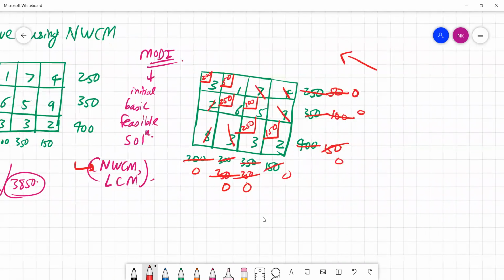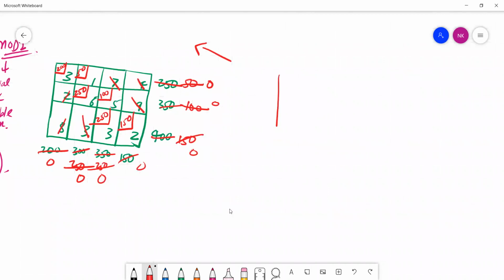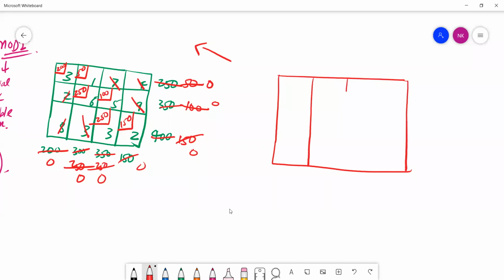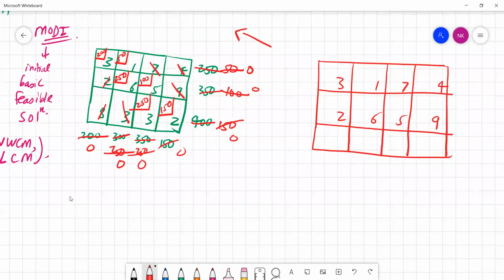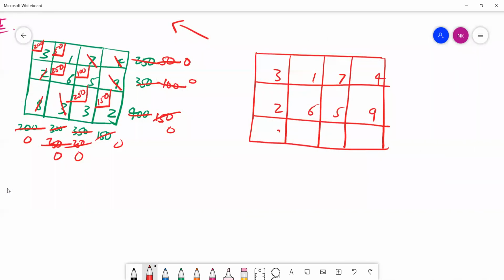So if I write the entire matrix again, how will my matrix look? Let me just write the entire matrix again. Three, 1, 7, 4, 2, 6, 5, 9. It was 8 or 5. I also need to look. Okay, 8. 3, 3, 2.